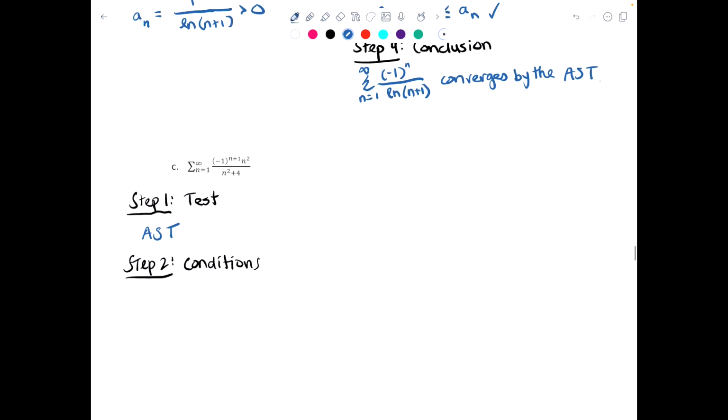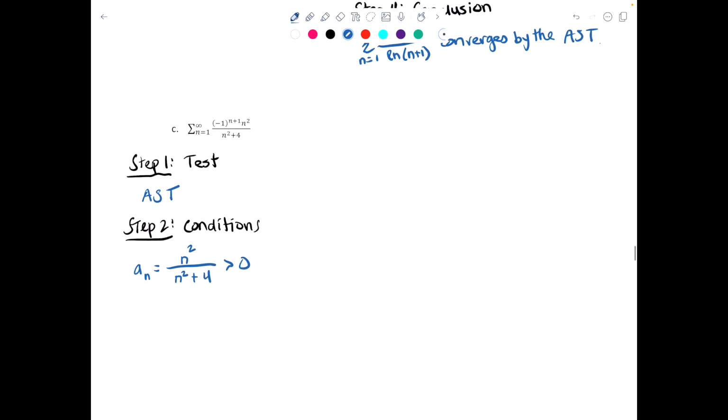All right, so take away the alternating part. Our a sub n is equal to n squared over n squared plus 4, which is greater than 0 for n greater than or equal to 1. Okay? So, step 3, run the test. Maybe I'll do it up here. 3.